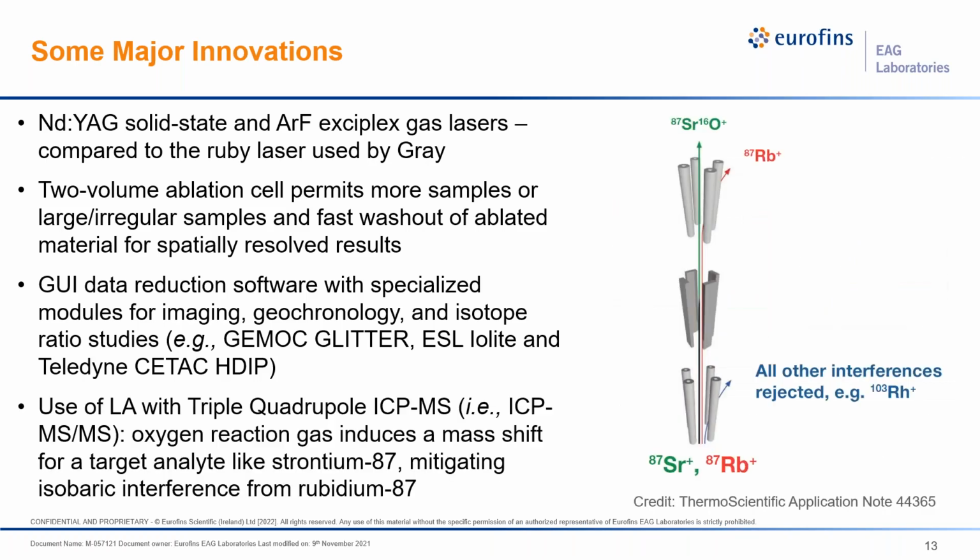Lastly, something we've been exploring at EAG is fully exploiting triple quadrupole mass spectrometry capabilities of our Thermo iCAP TQ. One project I am working on now is using oxygen reaction gas to mitigate the isobaric interference of rubidium mass 87 on strontium 87. Because strontium in the ablated material will react with oxygen in the reaction cell of the mass spec, while rubidium will not react, the two elements can be separated such that only strontium is ultimately measured.